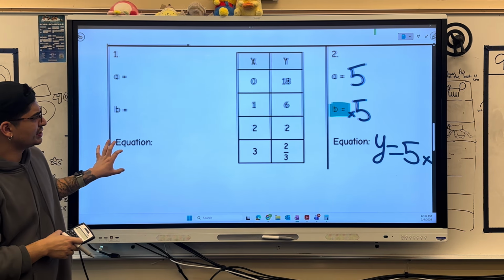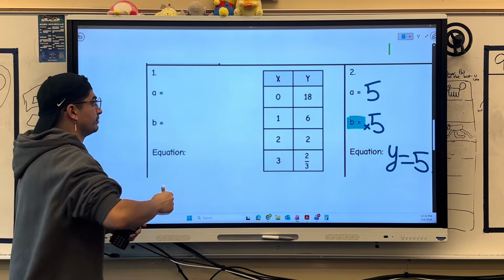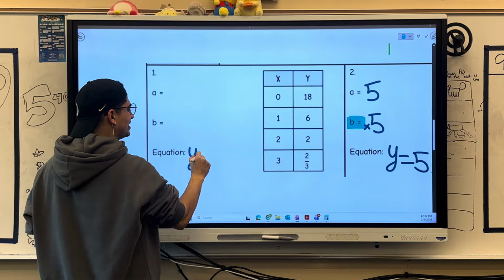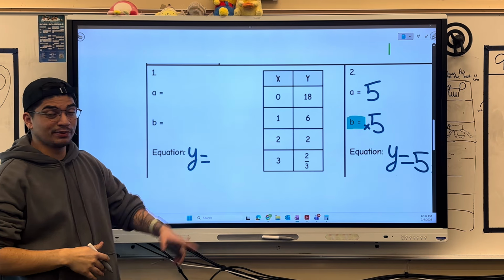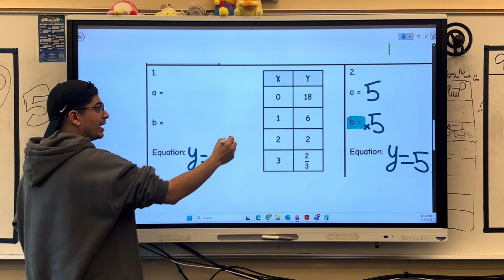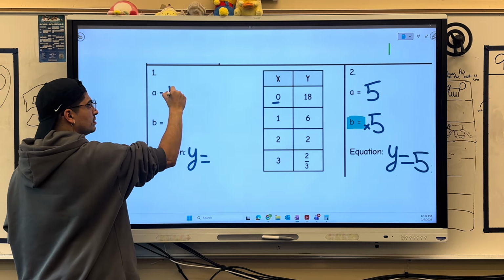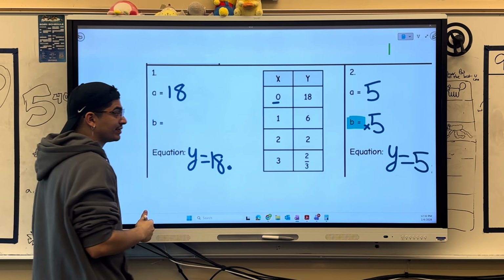So let's do this one. I'm going to try to think to myself: I need 2 pieces of information for my formula. Well, when x is equal to 0, I'm looking at my table and I can see that my output is 18. So I know that this formula's first number is 18, or that's my A.